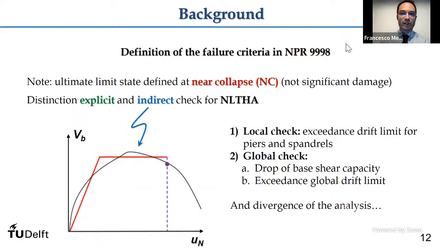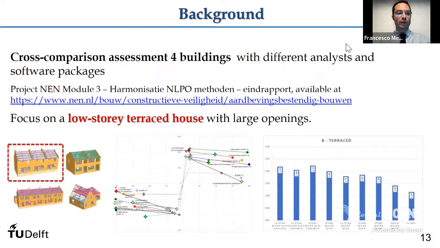The final point of this introduction refers to why this study has been performed. This study is part of a more extensive study that comprehends the cross-comparison assessment of four different buildings. Today, I'm going to show the results for one of those. For these four buildings, different analysts and different software packages and also different procedures have been adopted for the assessment. You can find the link to the final report of this study in this slide.